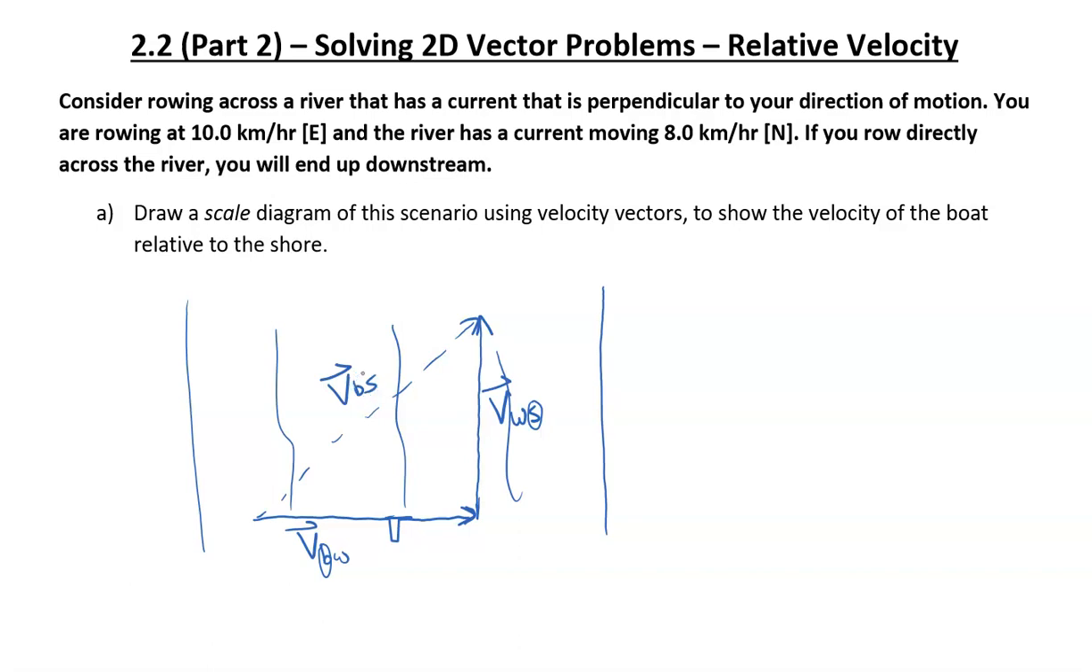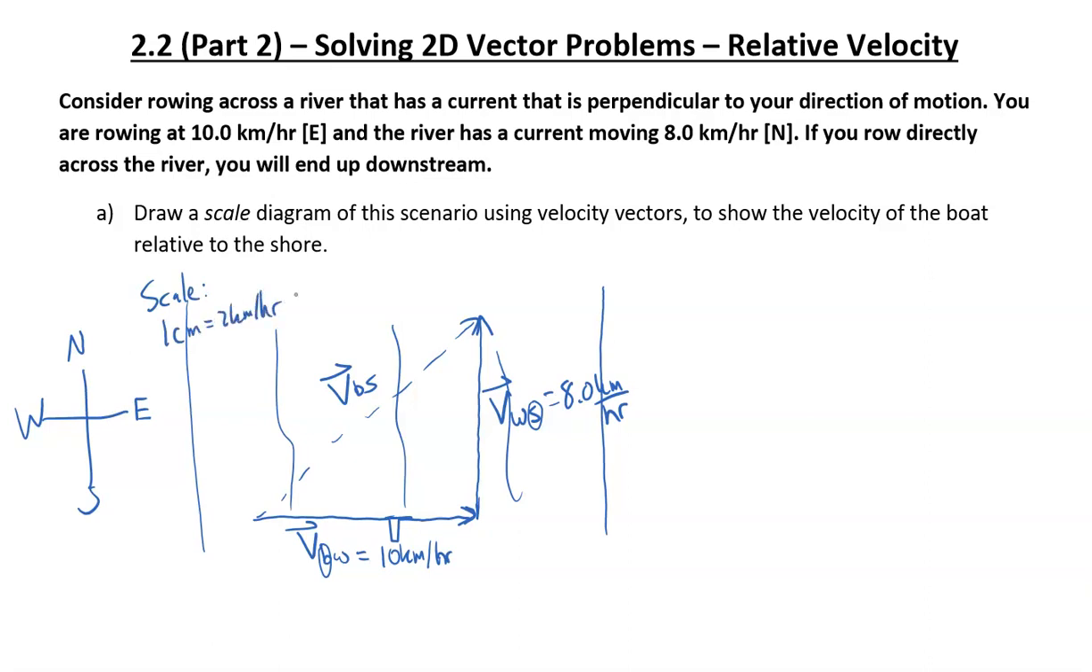So, with this in mind, we know that the boat relative to the water is 10 kilometers per hour in the eastward direction, and we've shown that in the eastward direction. So there's the east, there's north, there's south, there's west. And then we know this is 8 kilometers per hour in the northwards direction. And so what you should end up with, when I actually did this on paper, I let a scale of 1 centimeter is 2 kilometers per hour.